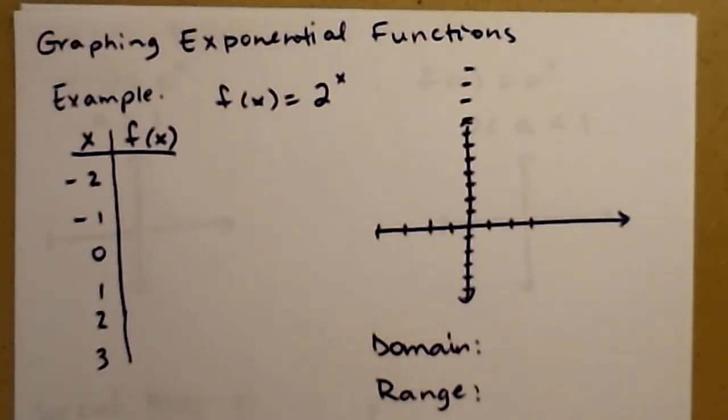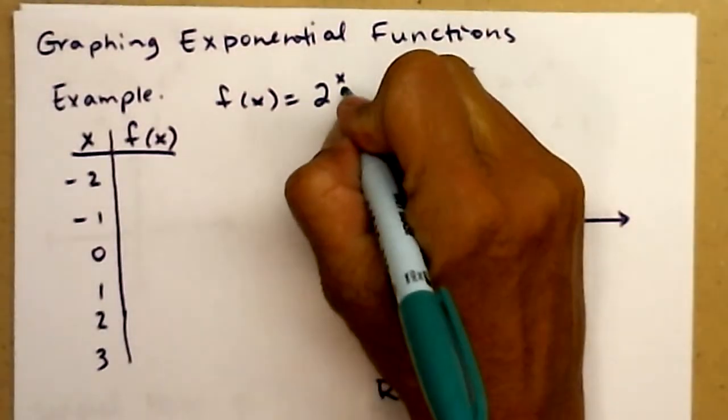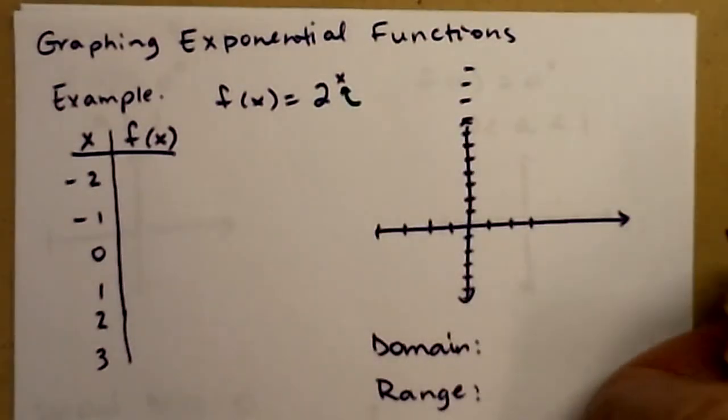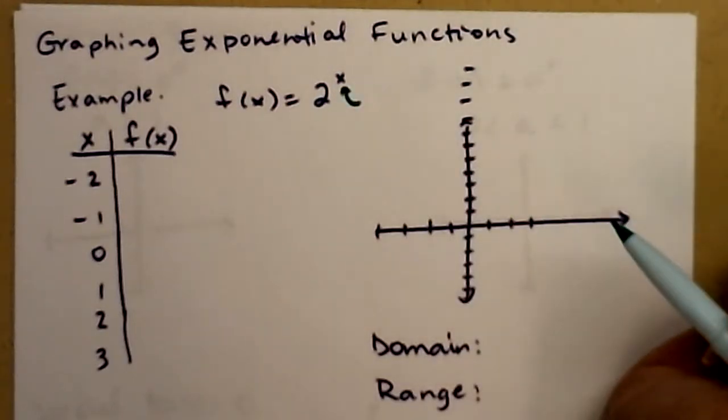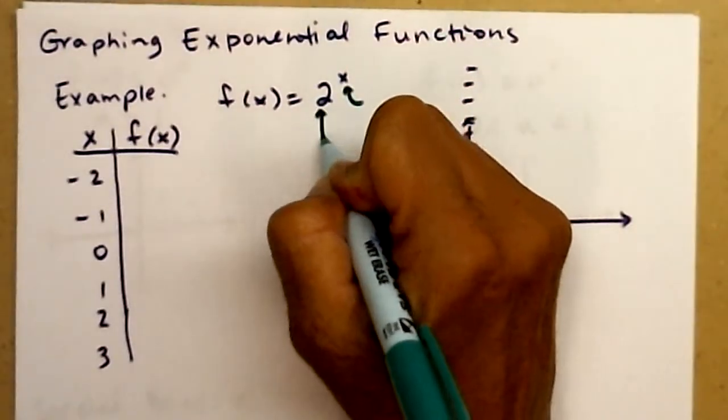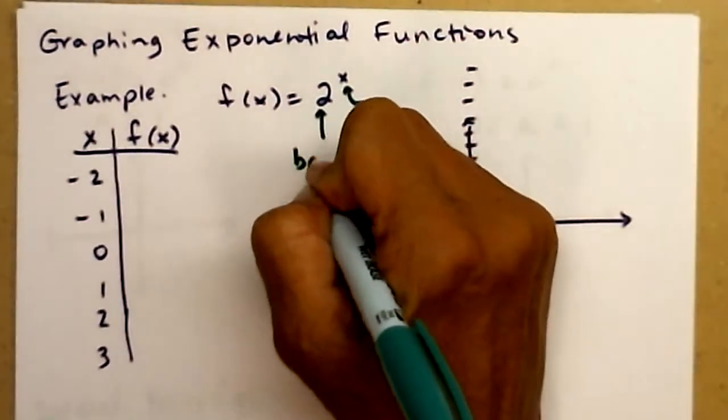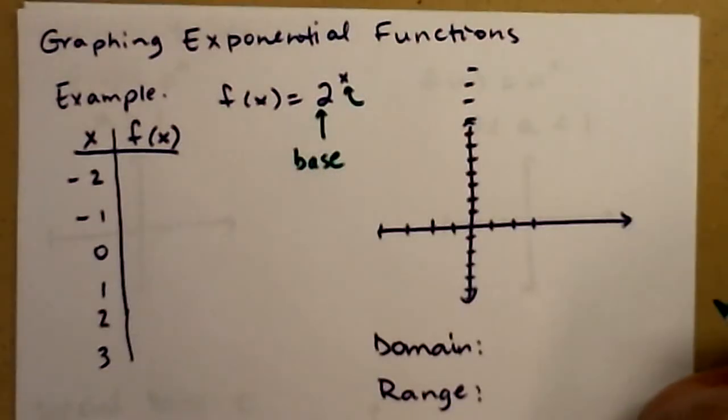So let's go ahead and graph a couple of exponential functions. My first example here, f of x equals 2 to the x. The first thing I want you to notice is where the variable is. It's up here in the exponent position. So that's the number that we're going to replace. That's the number that changes each time. This 2, that is the base, and it is constant for this entire example.